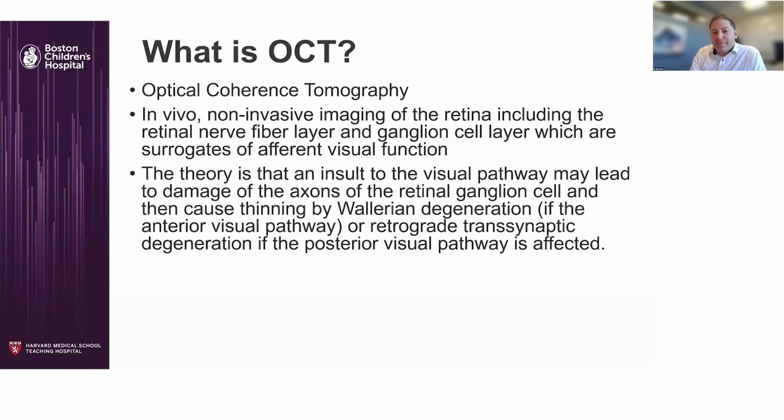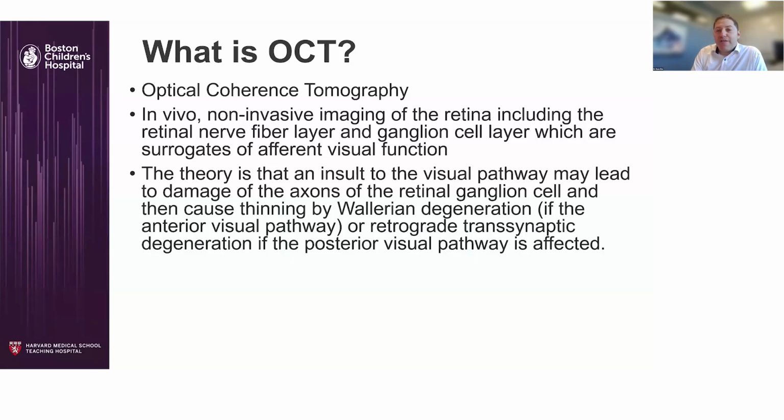It's an in vivo, so in real life, non-invasive imaging modality of the retina and optic nerve fibers, which are surrogates for afferent visual function. The theory is that an insult to the visual pathway may lead to damage of the axons of the retinal ganglion cell and then cause thinning by Wallerian degeneration if it's in the anterior visual pathway, or retrograde transsynaptic degeneration if the posterior visual pathway is affected. So basically, anywhere from the very front to the very back, we can see changes in the OCT and the different types of OCTs that we can use.